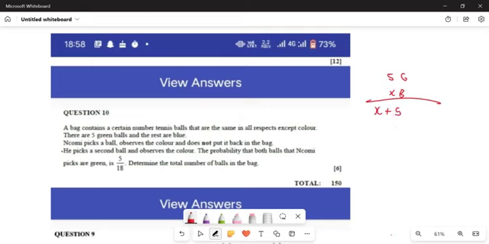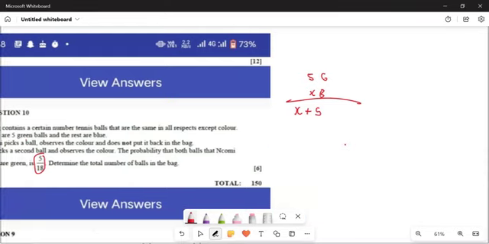Then they say Naomi picks a ball, observes the color, and does not put it back, so it's like not replacing it. Then she picks the second ball and observes the color. The probability that both balls that Naomi picks are green is 5 over 18. They say determine the number of balls that are going to be in the bag. So we want to know the number of balls in the bag.